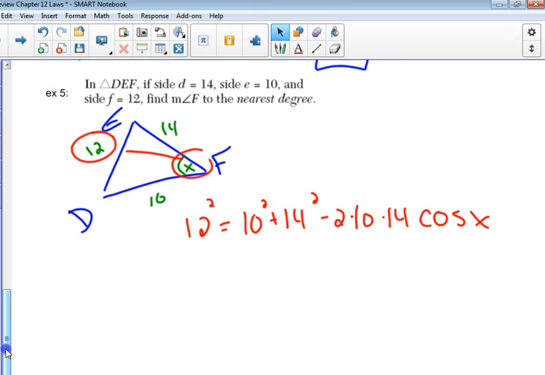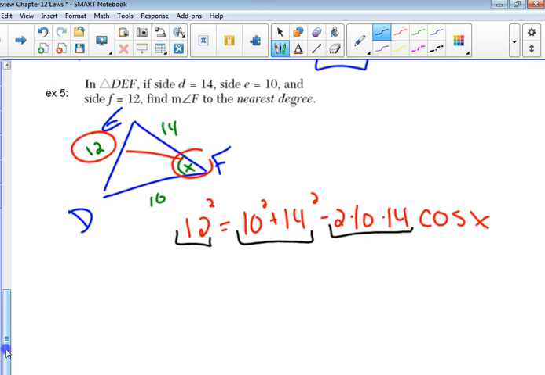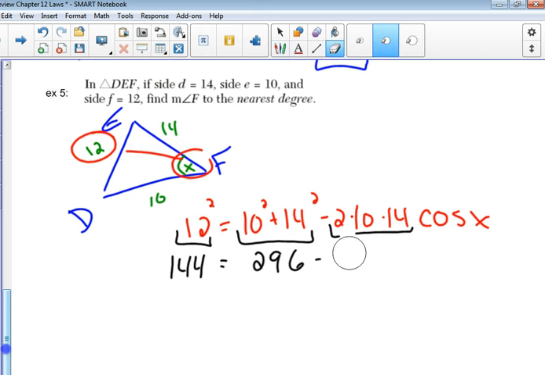Can you just put this one in all at once? Yeah, this is where you have to use your chunking stuff. So we got to chunk stuff together. Okay, so 12 squared is going to be 144. What did you guys get for your 10 squared plus 14 squared? 296. Good. What about the next one? Okay, so that's going to be 280. Right, 280.